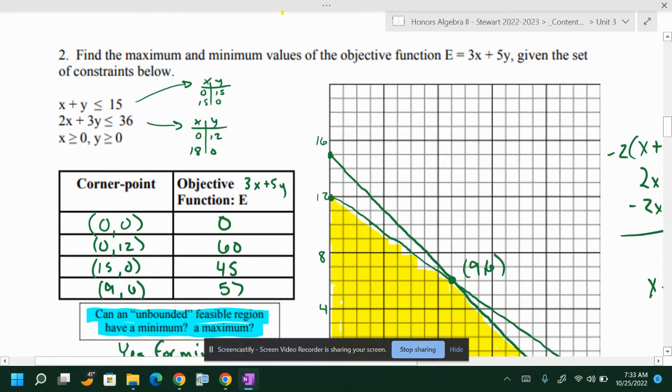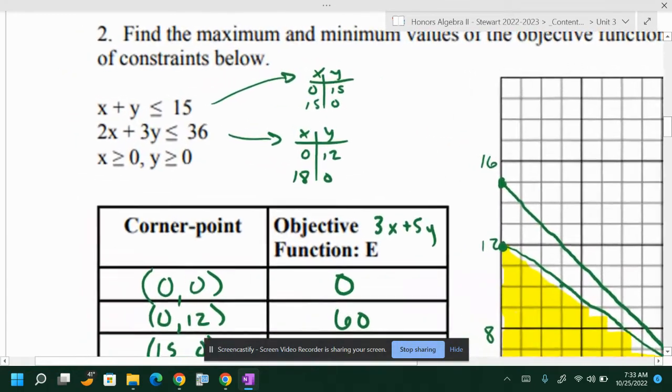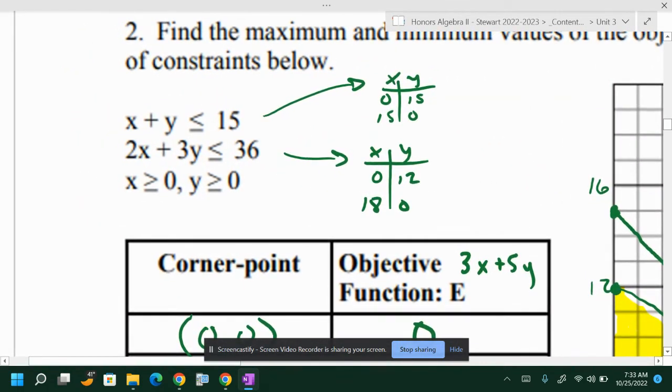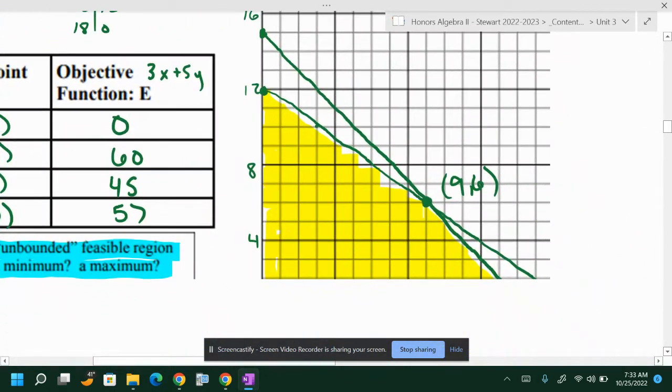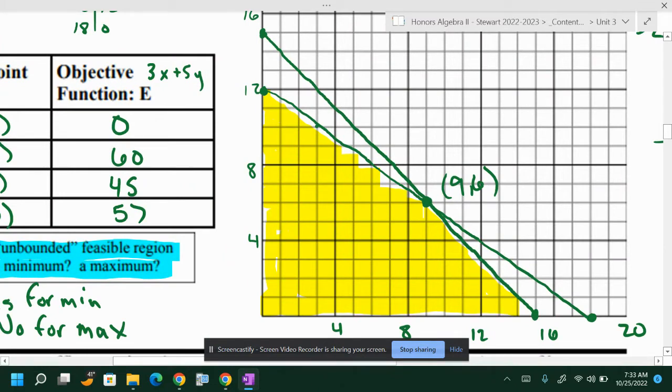If you look at example number 2 in your notes, find the maximum and minimum values of the objective function given the set of constraints below. We're specifically honing in on those corner points. We first take our inequalities and graph. Now, if you notice, I created an XY chart to get the x-intercept and y-intercept because I feel like in standard form that's the easiest way to graph. And I was able to graph those along with the inequalities in the feasible region here on this graph.